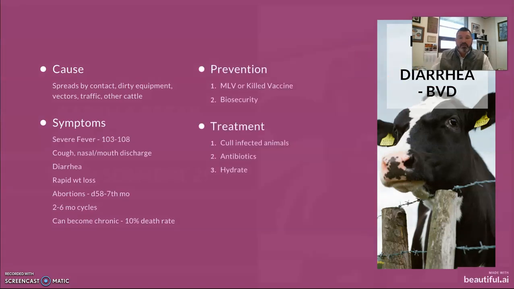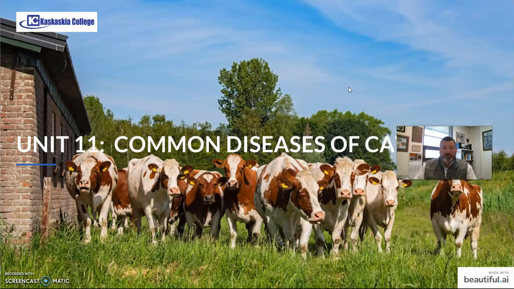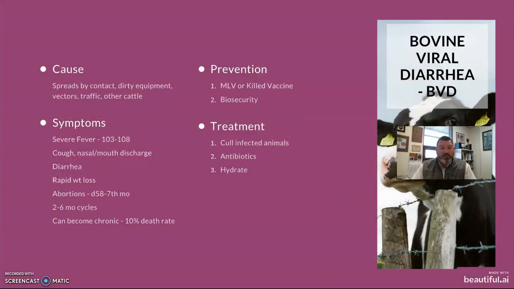Next is bovine viral diarrhea. Back up a slide here. Bovine viral diarrhea is caused by a virus that's usually spread via dirty equipment, other vectors, which would be rodents of some kind. Other cattle can bring it around. But you have usually pretty high fever, somewhere in that 103 to 108 range in the early stages of the disease. Some respiratory type symptoms, some digestive type symptoms.